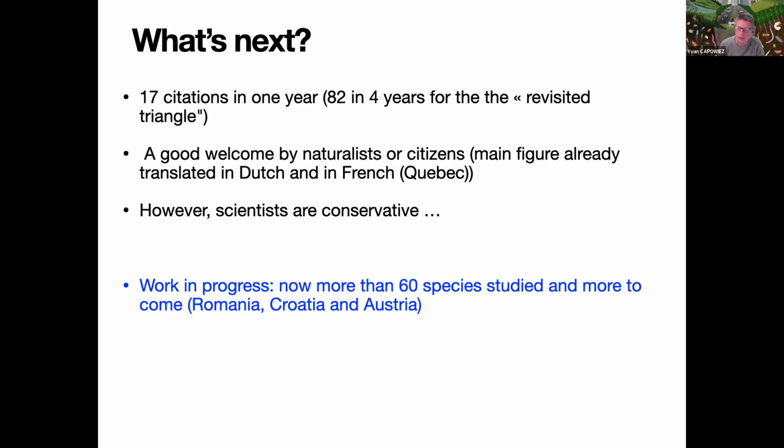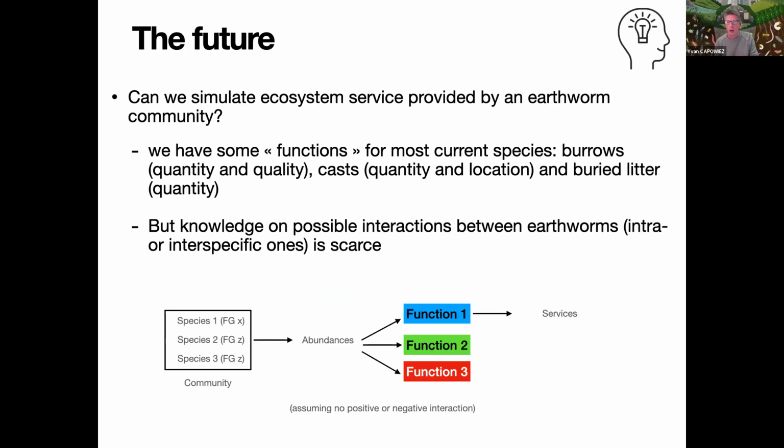And another remark is that this work is still in progress. 1 year ago, I had 50 species. Now it's 60 species, and there is more to come. People from Romania, Croatia, and Austria will send worms. So we hope in a few years to have something like 100 species studied and perhaps to revisit the functional groups. And what about the future?